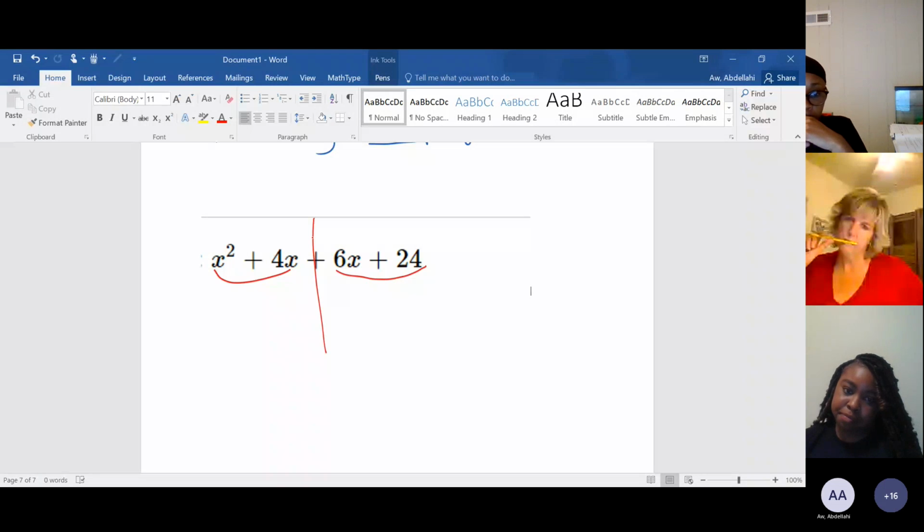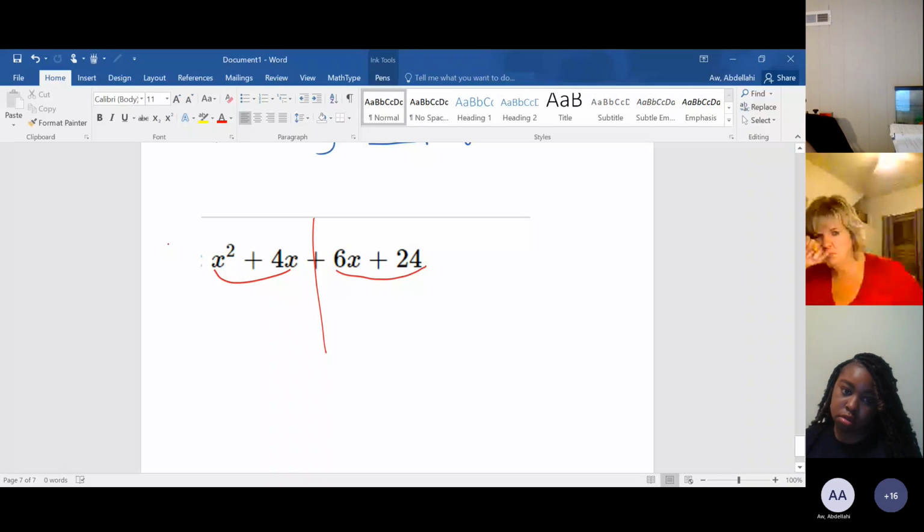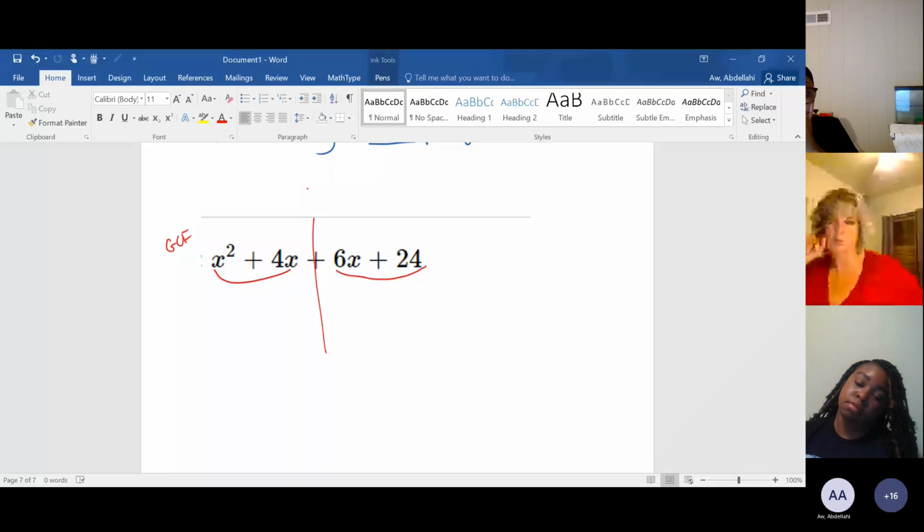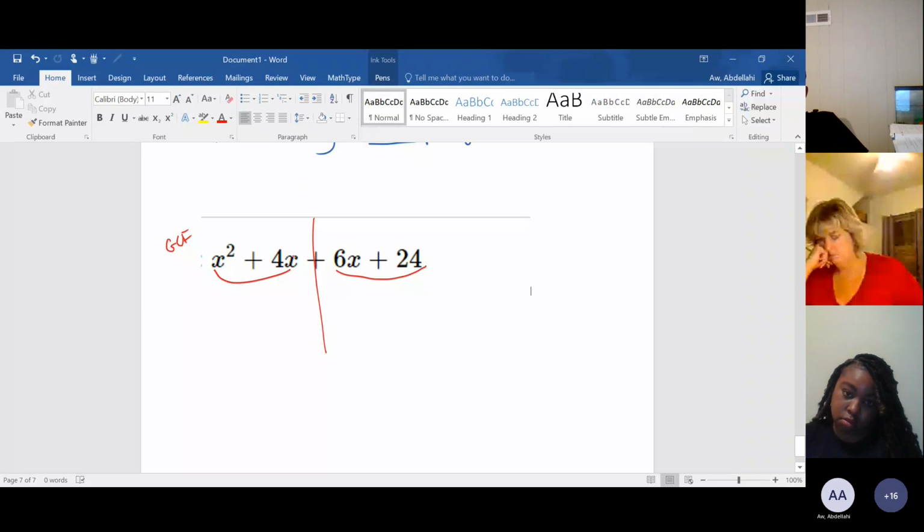What is the GCF out of the first pair, x squared plus 4x? Look closely: only x squared plus 4x. I'm not talking about 6x and 24. What is the GCF? x. Of course, for the numbers it is 1 because we have 1x squared and 4x. But for the x's, we have x in x squared and x in 4x. Everybody agree with that? So the GCF is x.